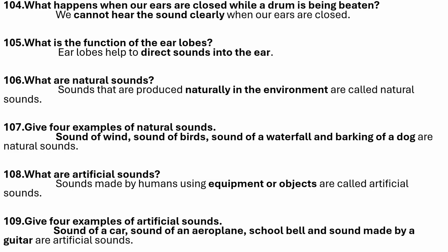What are artificial sounds? Sounds made by humans using equipment or objects are called artificial sounds. Give four examples of artificial sounds. Sound of a car, sound of an aeroplane, school bell, and sound made by a guitar are artificial sounds. Okay, I said "or", but it's "are" artificial sounds.